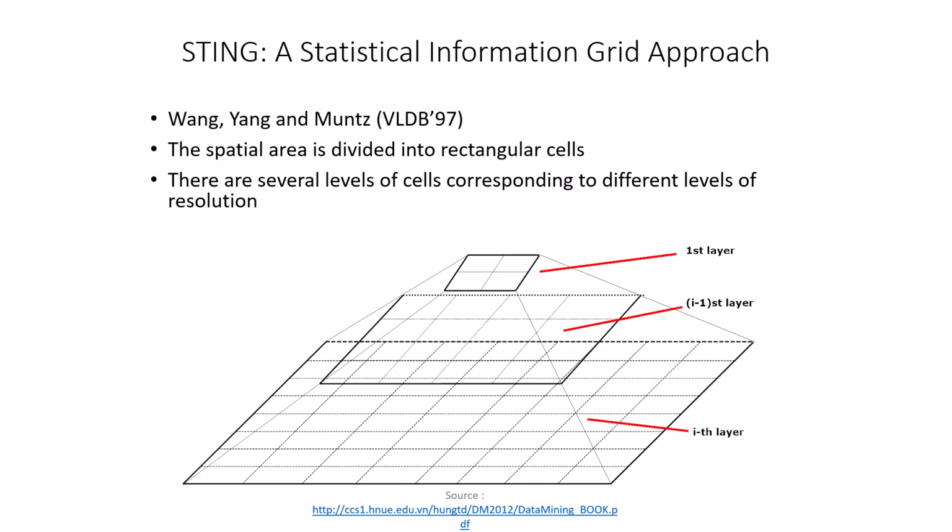Here the attribute is selected as the measure for analysis, such as price for houses. When the data are loaded into the database, the parameters count, mean, standard deviation, min, and max of the bottom level cells are calculated directly from the data.